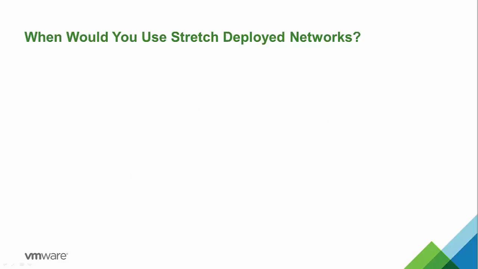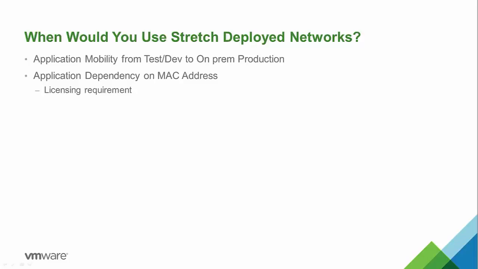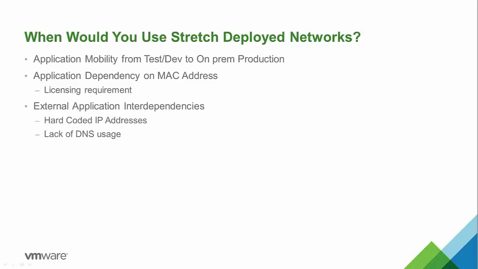Okay, so let's look at some of the common scenarios for why you would use a stretched deployed network. As already mentioned, it could be ease of mobility for test/dev workloads. There could be application dependencies on MAC addresses, maybe because of a licensing requirement. We could have external application interdependencies, such as hard-coded IP addresses or a lack of DNS usage. Or we could just have existing security rules, switch ACLs, or existing firewalls that we want to get around by just stretching that layer 2 network across to our vCloud Air instance.